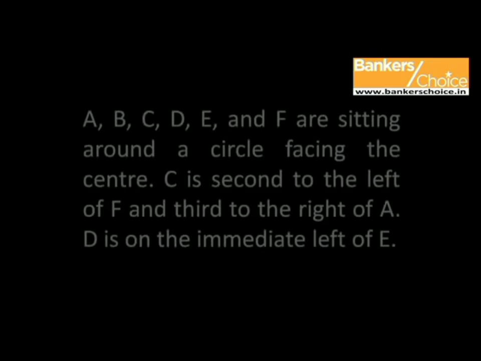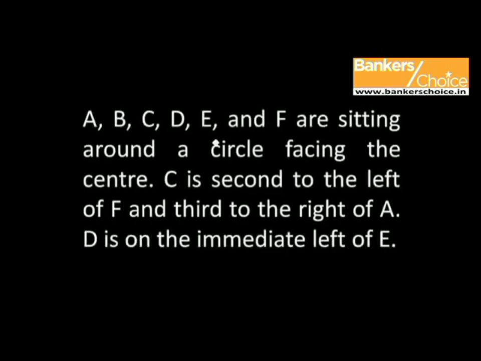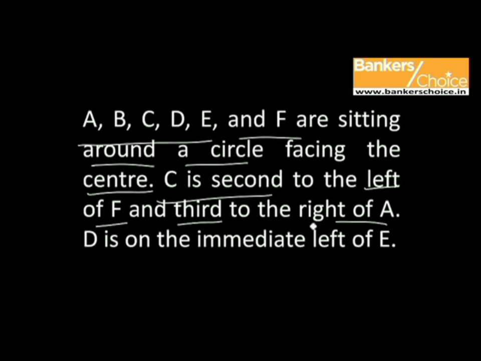In this session, we are going to discuss a question from the topic of circular arrangements. Let us take an example. A, B, C, D, E and F are sitting around a circle facing the center. C is second to the left of F and third to the right of A. D is on the immediate left of E. So from this information, we are supposed to do the circular arrangement of the 6 persons.